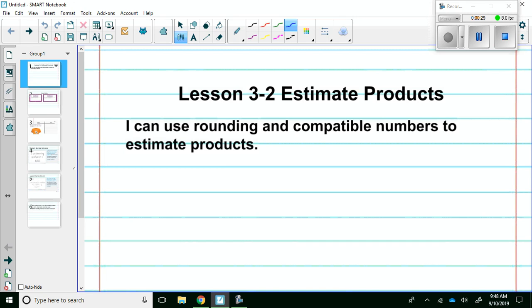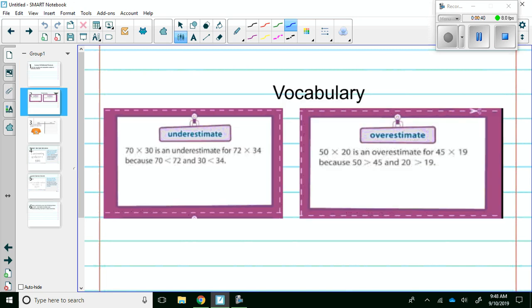Please push pause and write down the lesson title and your I can statement and push play when you are ready. You have two vocabulary words for this lesson. Your first one is underestimate, and your second vocabulary word is overestimate.